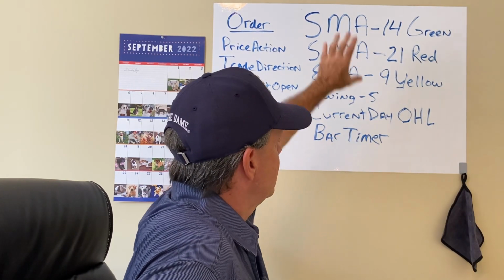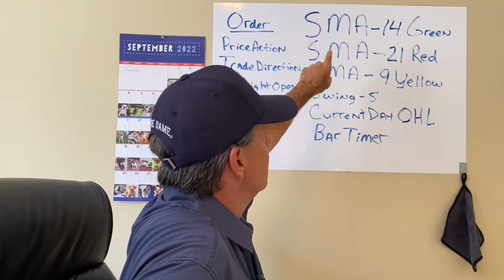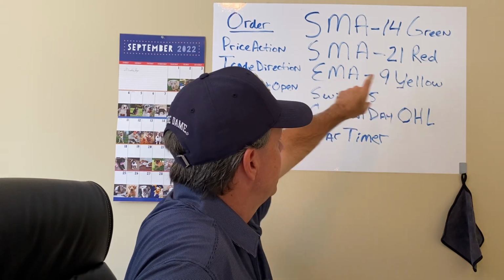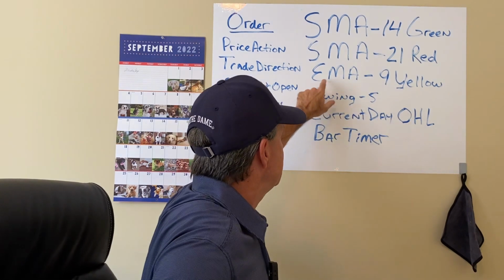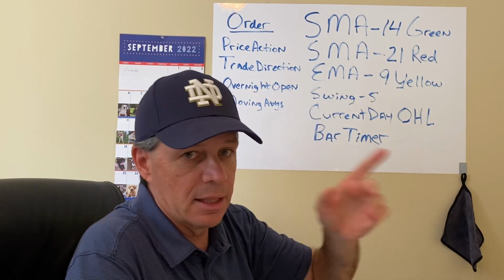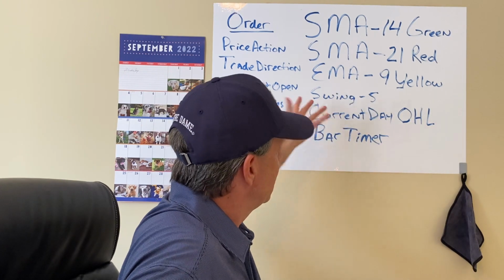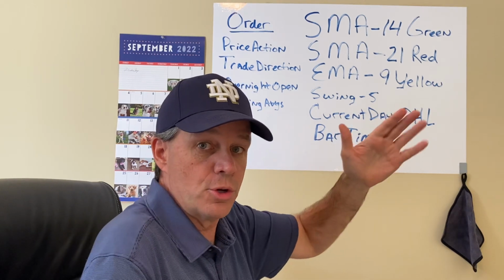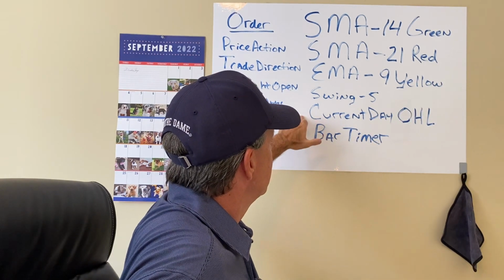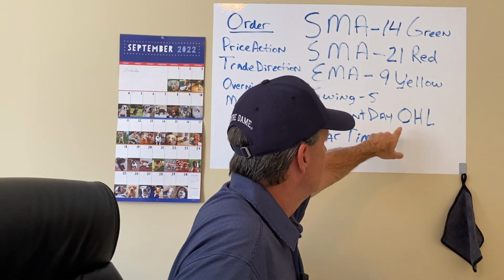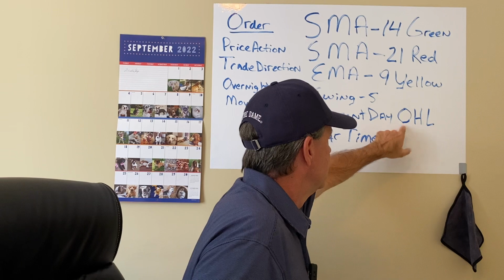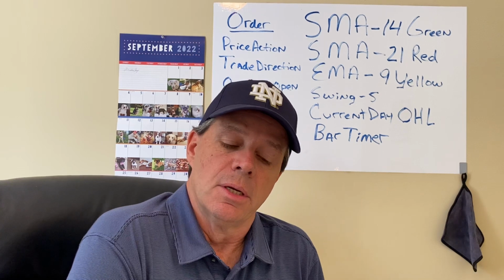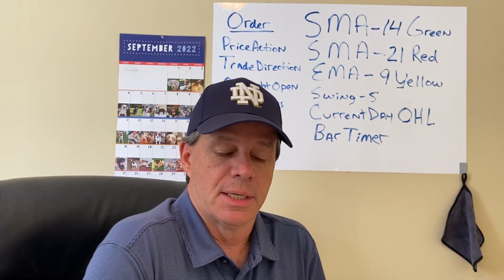By the way, here are the settings again for everybody on my chart. SMA period 14 green, SMA 21 period red, EMA 9 period yellow. Swing, I have it set to 5. I could probably adjust that some. You'll see why. Sometimes it doesn't really show you the pivot. And then current day open, high, and low. Open, very important. Bar timer.